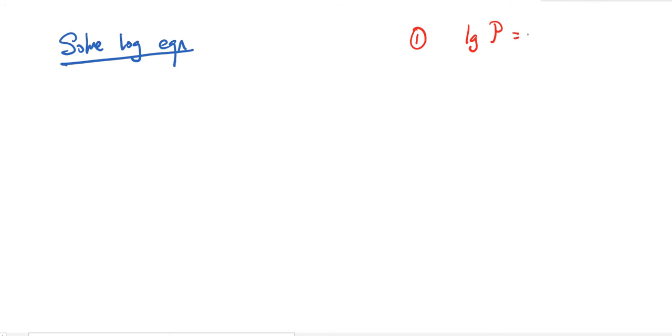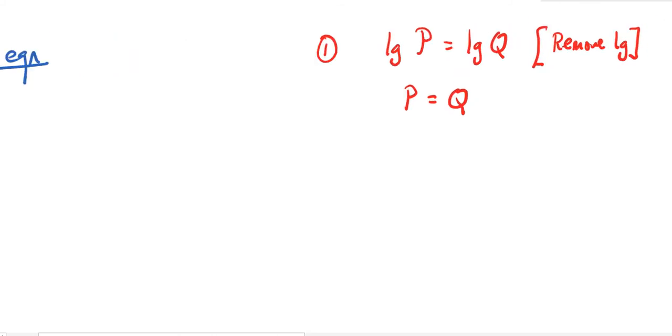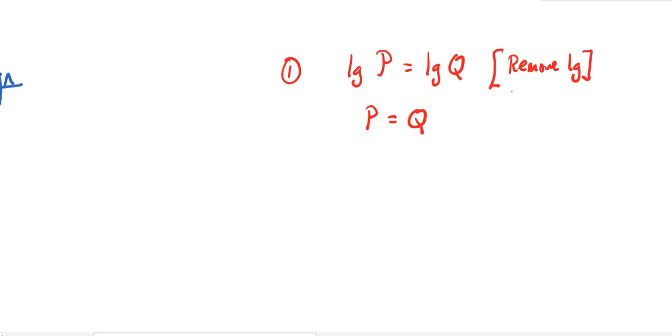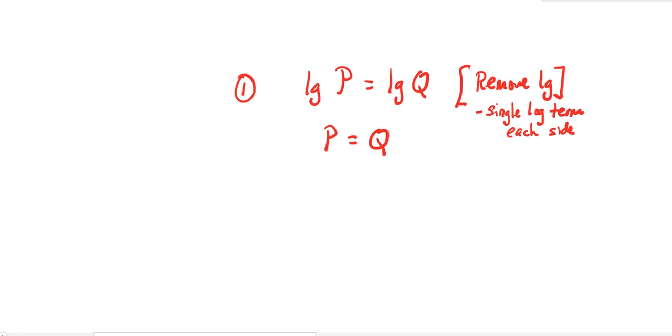If log P equals log Q, what can I say? P equals Q. Now, what is this concept? This concept is called remove the log. Now, there is something you need to focus on here. When you want to remove log, the condition is it must be a single log term on each side. That is condition number one.